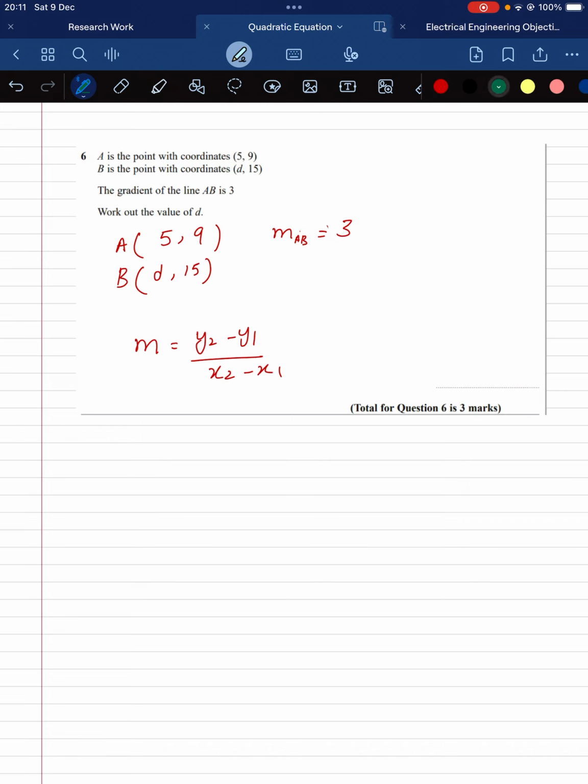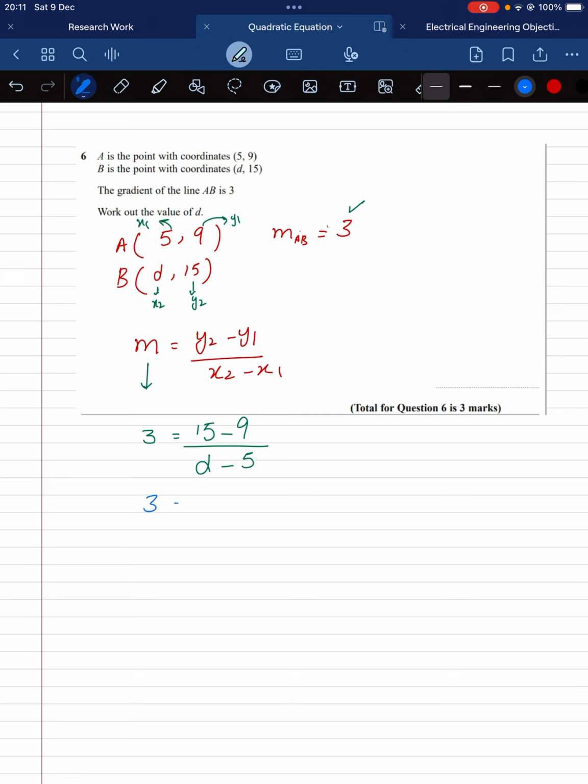We know that the value of slope is 3, so we put 3 in place of m, and the value of y2 is 15, the value of y1 is 9, the value of x2 is D, and the value of x1 is 5. So this one is x2, y2, and this is y1, and this is x1. Now we will solve it for D, and we can easily find the value of D.